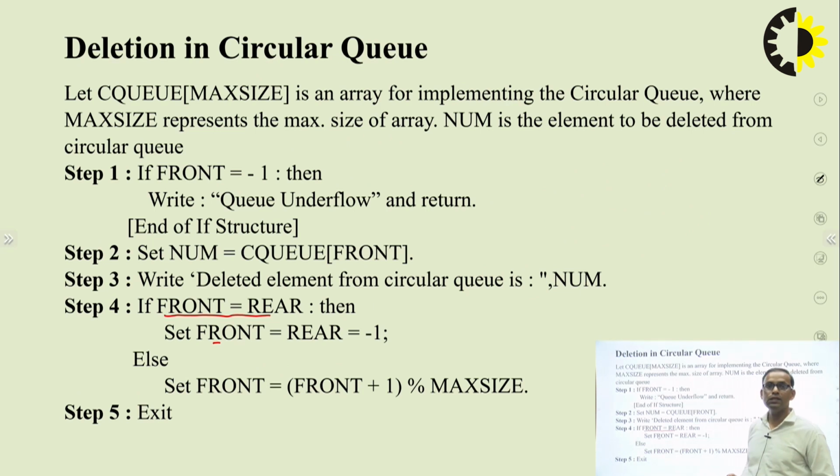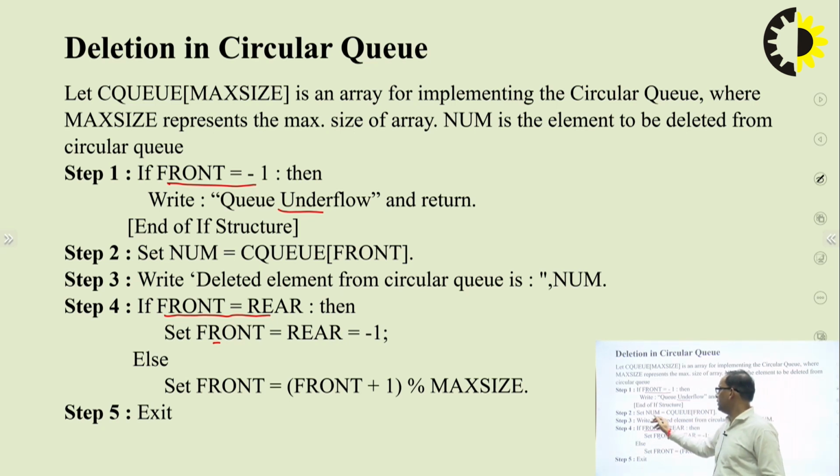Next, the deletion operation in queue. In order to delete an element in a circular queue, we have to use these steps. Whenever we are going to delete an element from the queue, at first we check whether the queue is empty or not, because if the queue is empty, there is no element to delete. To check the emptiness of the queue, we use this condition: if front is equal to -1, it means the queue is underflow or empty. So deletion is not possible.